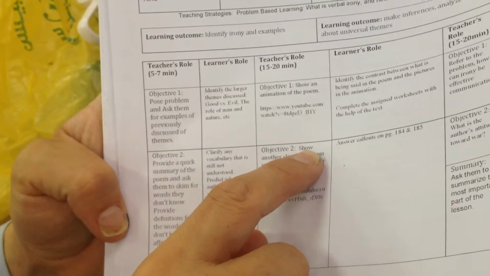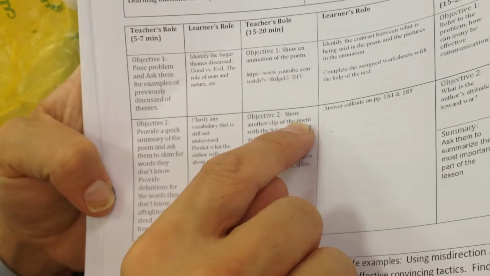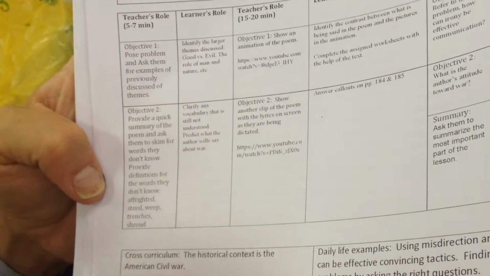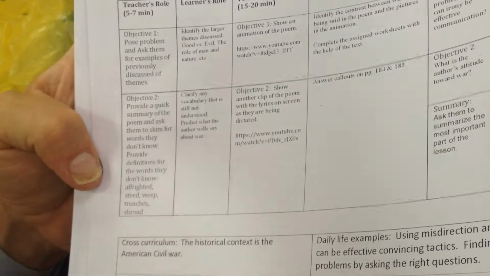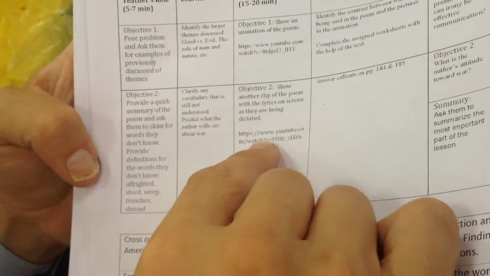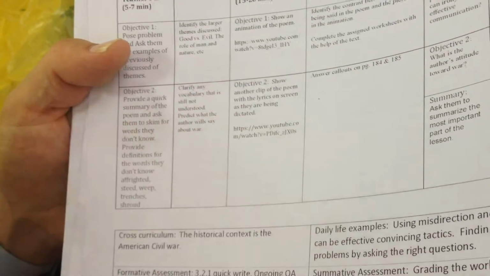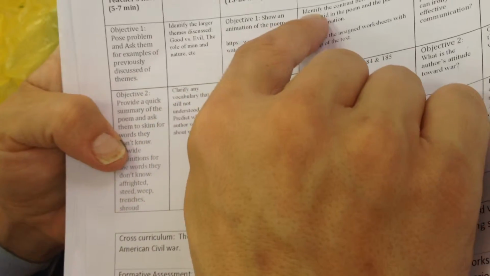Then I've got a second clip of the poem, but this time the lyrics are on screen like subtitles as it's being dictated, so they can see how it comes off and how it's pronounced. This one is going to help them understand the flow of the poem, how it sounds. Then after they've seen these 2 clips, they've got an exercise and a worksheet.